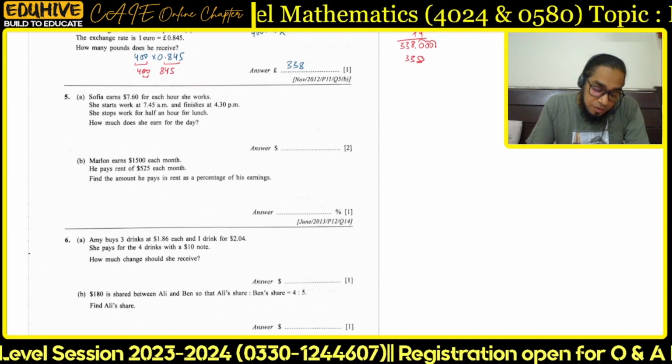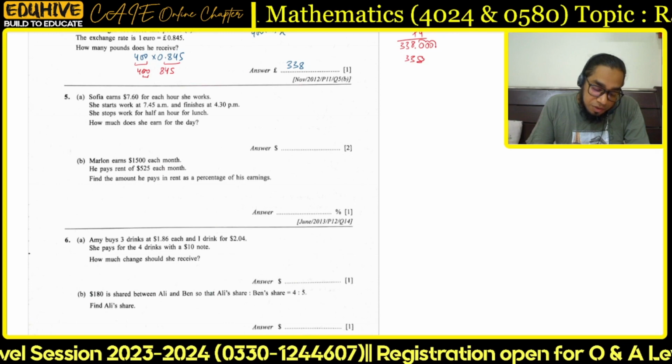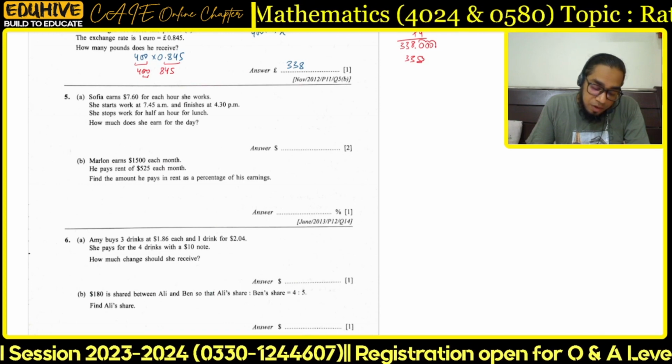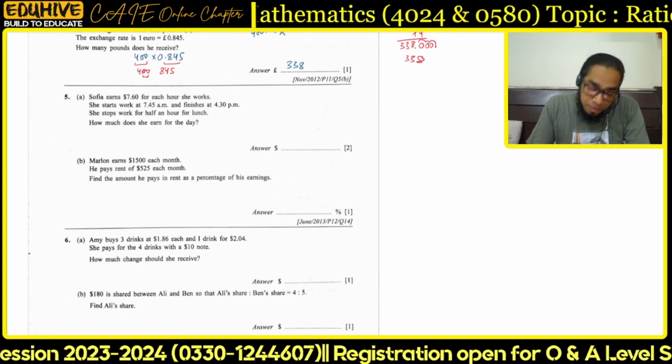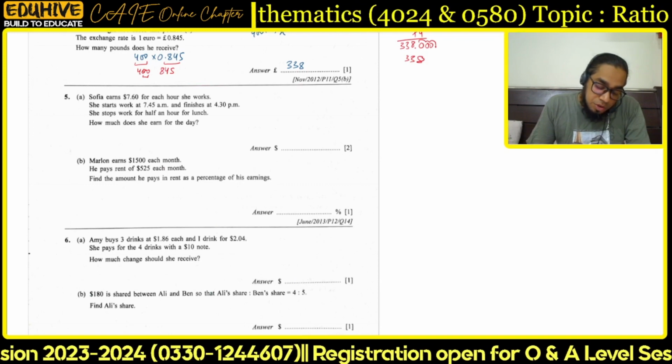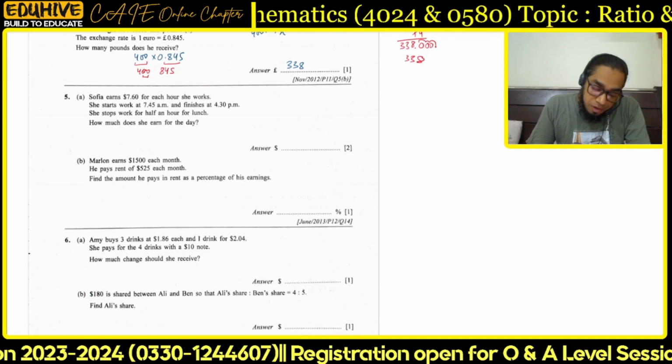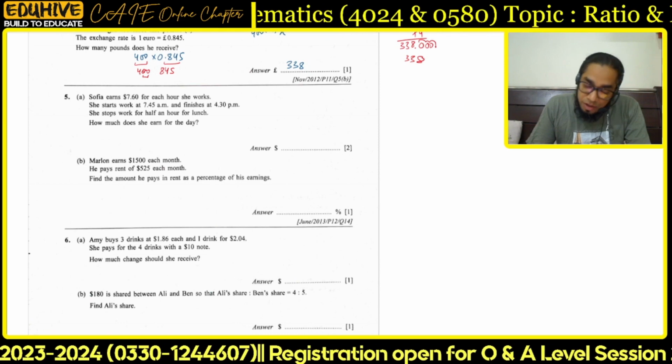So Sophia earns 7.60 for each hour she works. She starts work at 7:45 a.m. and finishes at 4:30 p.m. She stops work for half an hour for lunch. How much does she earn for the day?